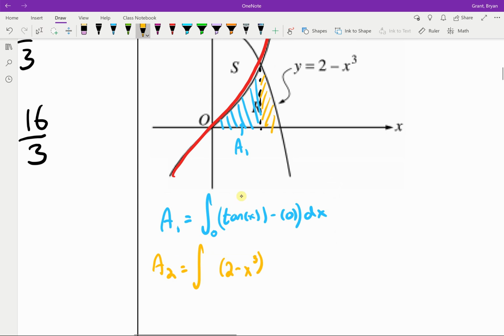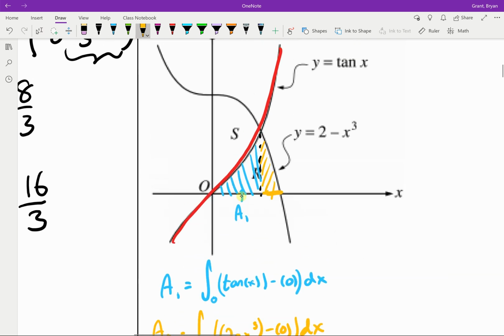That's my top function. My bottom function is 0 right here, so minus 0 dx. We have a couple issues though, and those issues are, where do these graphs cross? We need that x value, that's right here. And then also, where does 2 minus x cubed cross the x-axis?